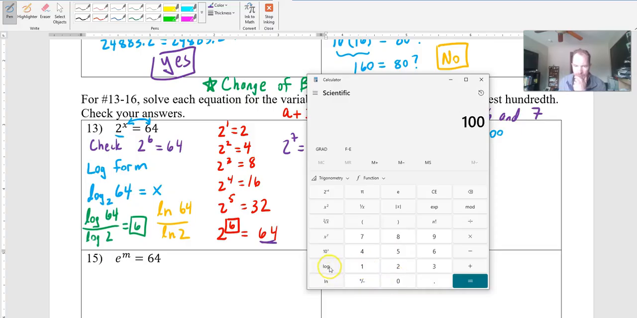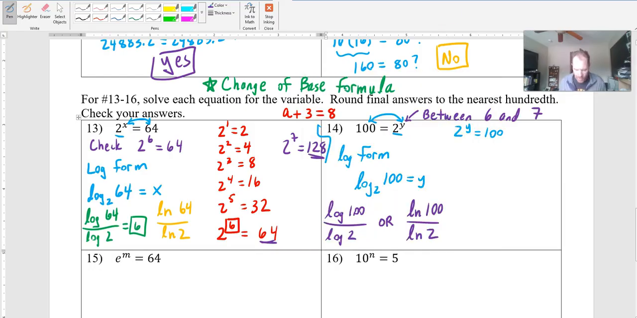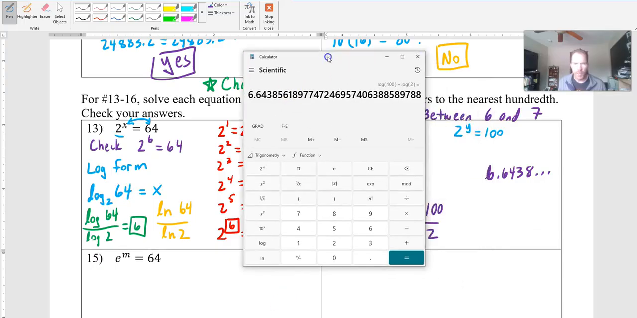If we do 100's common logarithm, that's 2, because 10 to the second power is 100, but we're dividing that by 2's common logarithm, and we get 6.6438. I'll write down a few digits, 6.6438, and it keeps going. Let's double check if we do that with the natural logarithms. If we do 100's natural logarithm divided by 2's natural logarithm, I should get the same result. And there we go, 6.6438, etc.